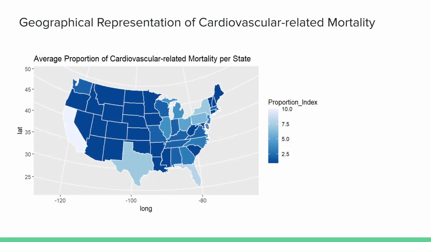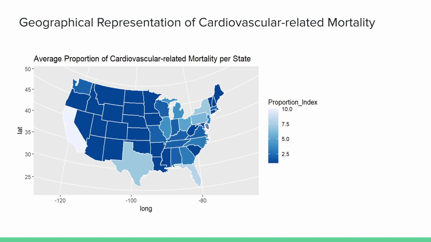The next graph that we did was a geographical representation of cardiovascular related mortality. Again, just to restate, every single point in the data set is a representation of a different study that was conducted in order to measure the proportion of people who have cardiovascular disease that have that disease lead to mortality. And this was done on a metric per 100,000 people.